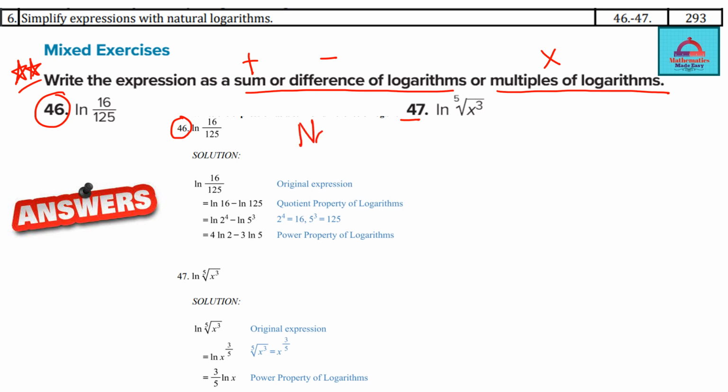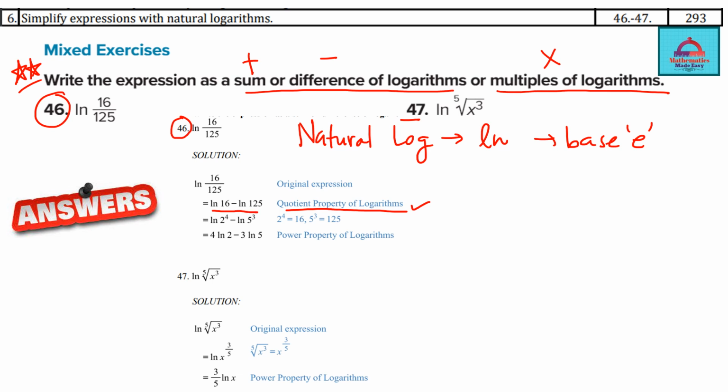Now you are given here natural logarithm. How do you identify it as natural? Because it is ln, so it has base e. That's important. So it's given to you in a division form, quotient form. So therefore the quotient property of logarithm is going to work, and the quotient property says that if you have a quotient like 16 divided by 125, you can convert it into subtraction. So you write it as ln 16 minus ln 125. Now because it clearly says write the expression as sum or difference, you did difference here. I hope you can observe that you did subtraction and used the property of quotient.